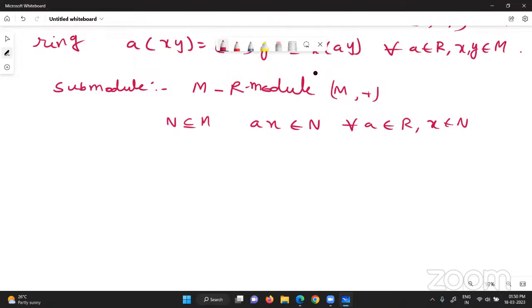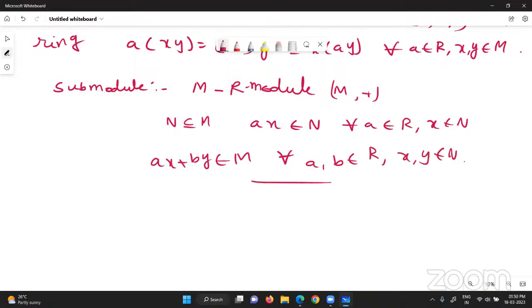And also you can prove an if and only if condition. Say M is an R module and N is any non-empty subset of M. Then N is an R submodule if and only if ax plus by belongs to N for every a, b belongs to R and x, y belongs to N. As usual, you know how to prove it as for a subgroup.